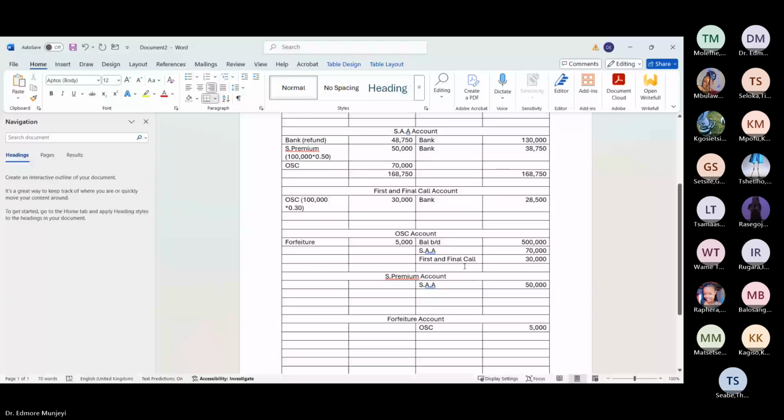There, the larger side is the debit side. So we are going to use it to balance the credit side. You bring down the 30,000 from the debit side.